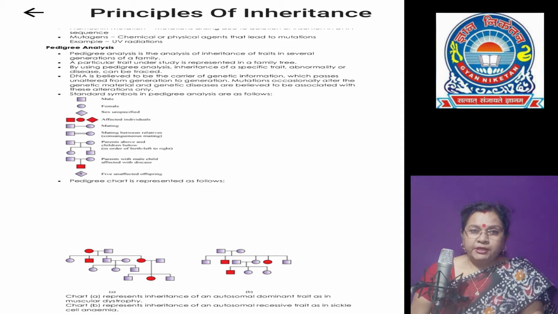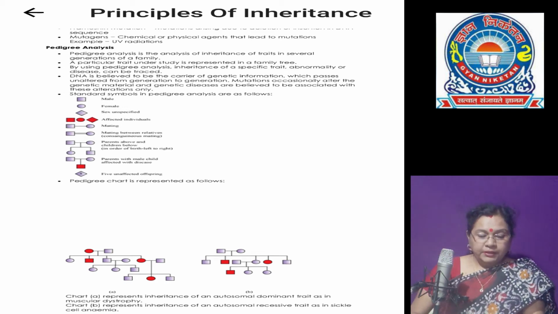Now, how is the family tree or pedigree analysis done? What are the symbols for it? For male, the symbol is a square. For female, the symbol is a circle. And for unspecified sex, the symbol is a rhombus shape. When these symbols are shaded, it shows the affected individuals.